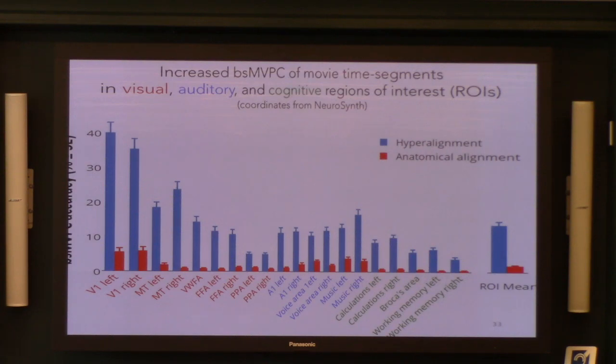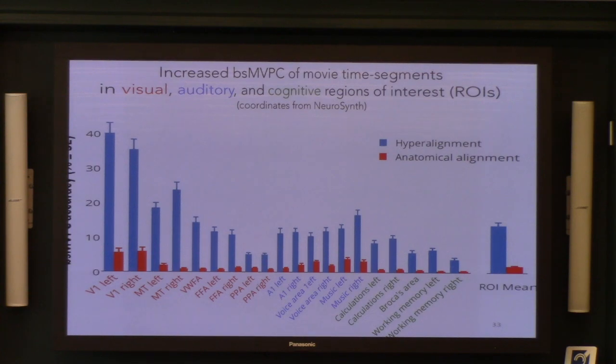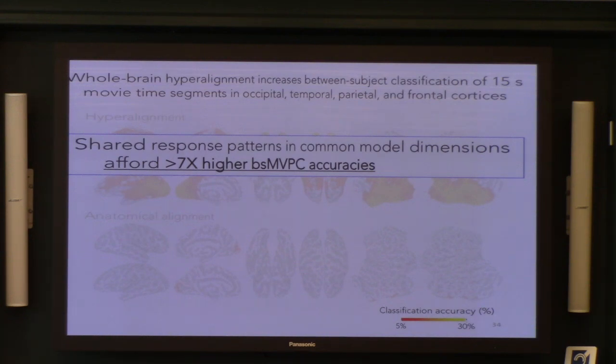And to get a sense of what these numbers are, rather than just colors on a brain map, we pulled out 20 functional loci. We have visual areas shown in red, auditory areas shown in blue, and cognitive areas shown in green, and looked at the classification rate in all these different functional areas. And you can see that the classification accuracy is much higher for the hyperaligned data, the blue bars, than the anatomically aligned data, the red bars, everywhere, including areas in parietal cortex like the calculations area, and frontal cortex like expressive speech and working memory areas. Overall, it's about a 7-fold increase of classification accuracy.